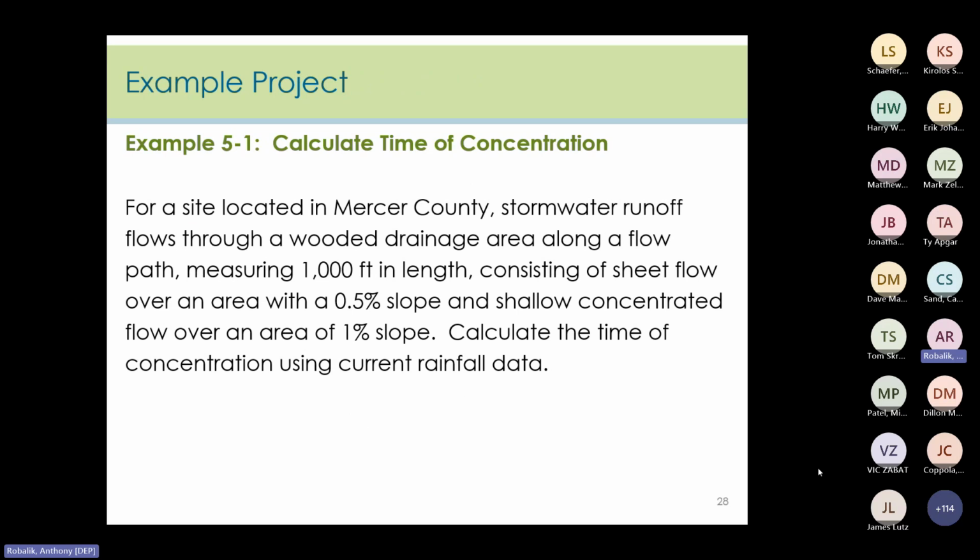Okay, so let's work through an example for calculating the time of concentration. So this states that for a site located in Mercer County, stormwater runoff flows through a wooded drainage area along a flow path measuring 1,000 feet in length. And it's consisting of sheet flow over an area with a 0.5% slope, and then shallow concentrated flow over an area with a 1% slope. It's asking us to calculate the time of concentration using current rainfall data.